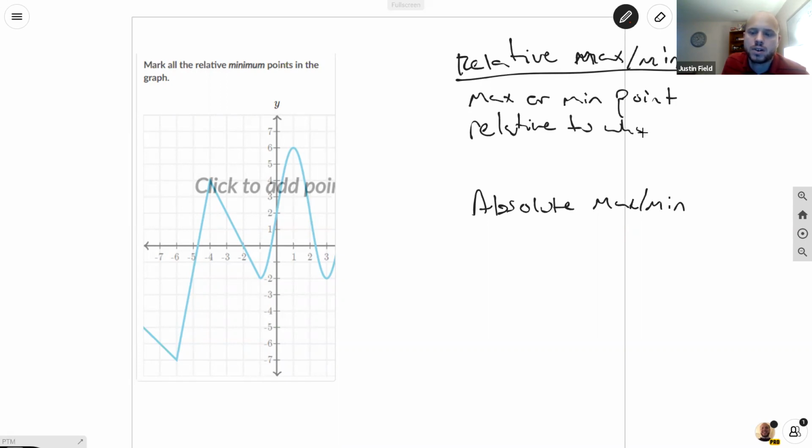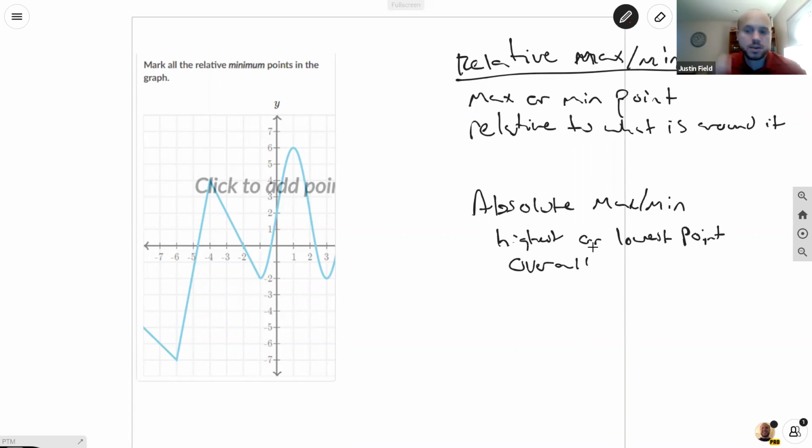So, you know, like I'm not the tallest person in the world, but I am the tallest person in my house. So I have a relative maximum of height in my house. But if you look at my neighborhood, now maybe I'm not the tallest anymore. It's relative to what is around it. Absolute max or min is the highest or lowest point overall. And sometimes there isn't. Sometimes it goes up forever or down forever, and there is no max or min.